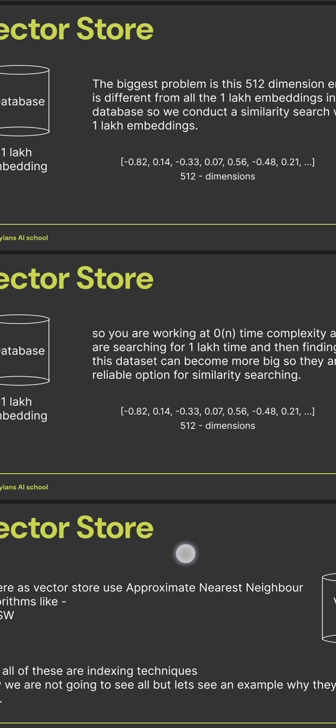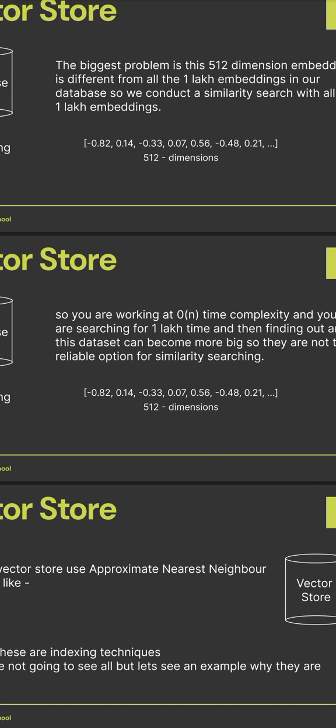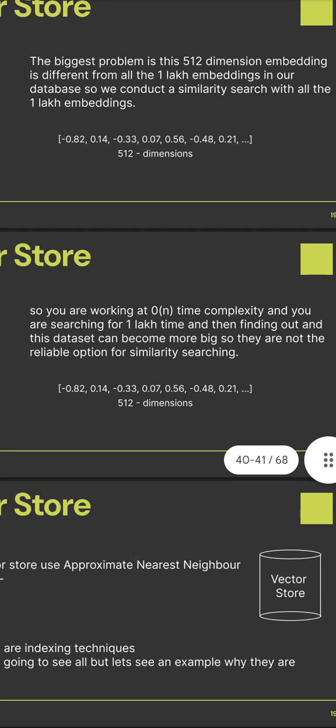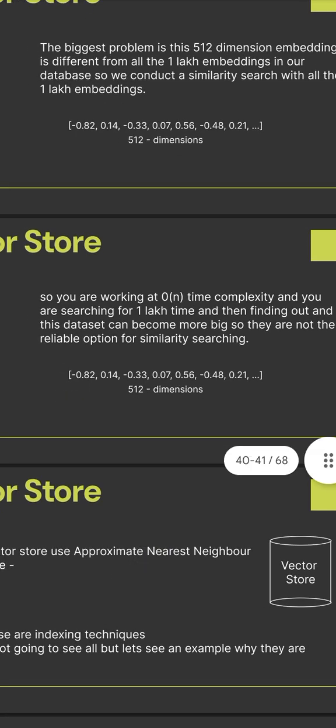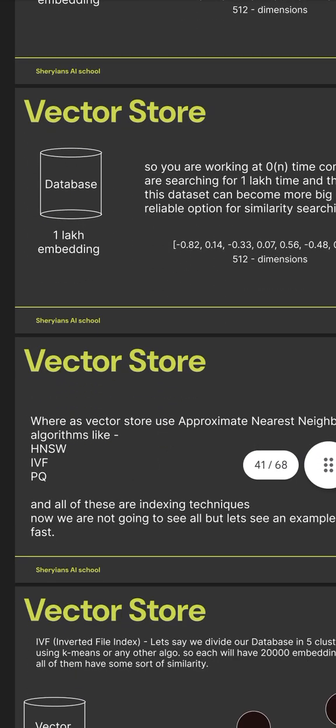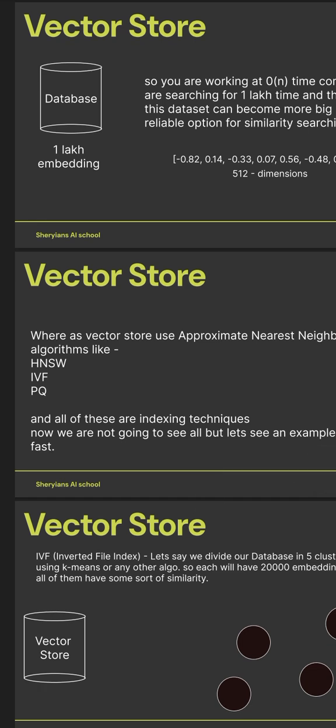However big the dataset is, that is the time complexity, and the user is searching 1 lakh times. This dataset can become even bigger, so it is not a reliable option for similarity search. So you're checking every entry there.